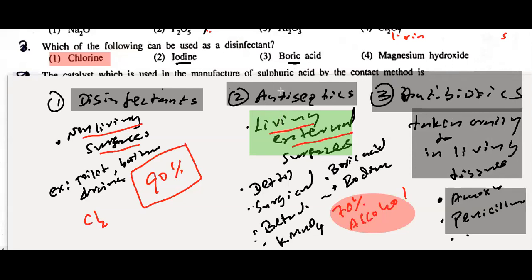External living tissues, antiseptics. External non-living environment, disinfectants. You should know the examples, right? Okay, examples also you should know.